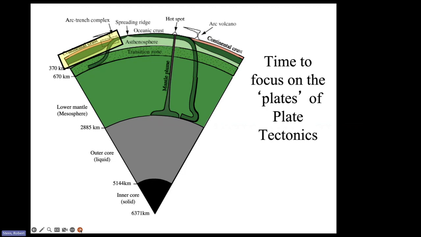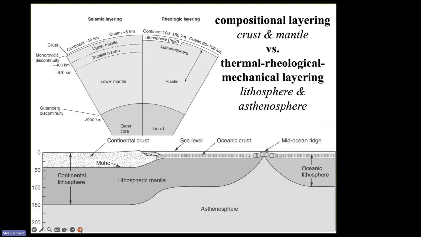All right, so we're going to be talking about the difference between compositional layering, which is crust versus mantle, as opposed to thermal or rheological or mechanical layering. That would be lithosphere and asthenosphere. Most students are quite familiar with the difference between crust and mantle. It's a compositional difference, but most students are very unfamiliar with the concept of a rheological, a thermal, a mechanical layering. So we'll spend some time talking about that.